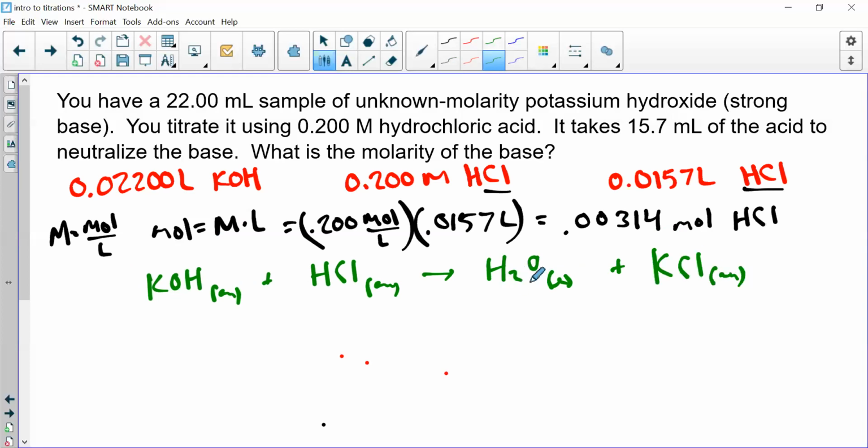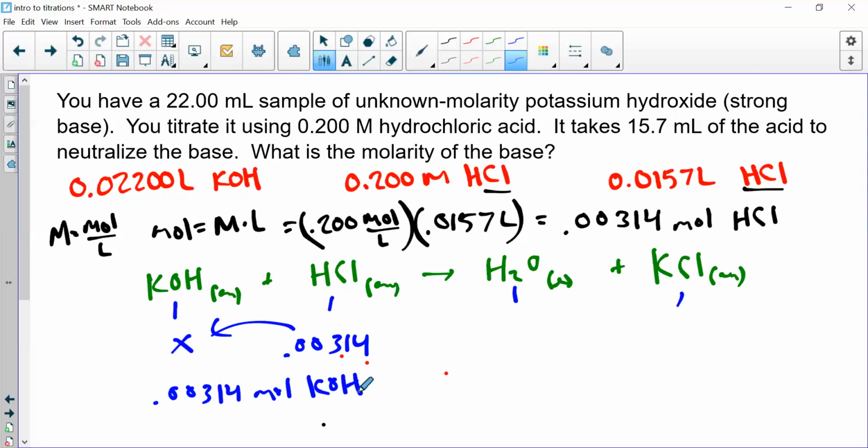If I think of this as HOH, it becomes very clear this is a 1:1:1:1:1 ratio. So if I have 0.00314 moles of acid, how many moles of base do I need? Well, easy, same number, 0.00314 moles of KOH. So that's how many moles of KOH need to be present at that equivalence point. No more, no less. We're trying to find molarity of the base.